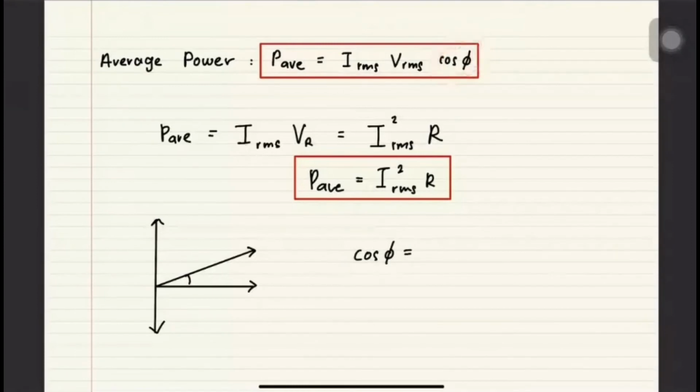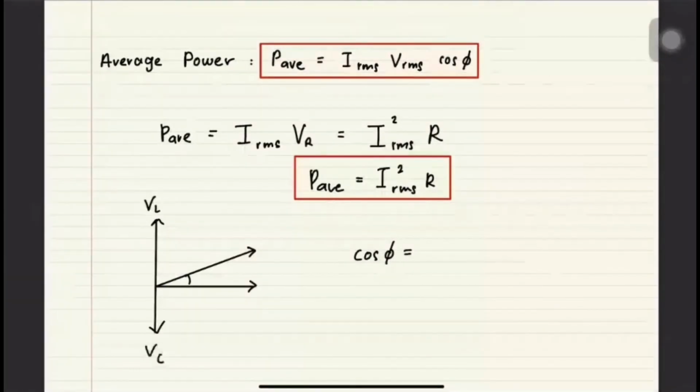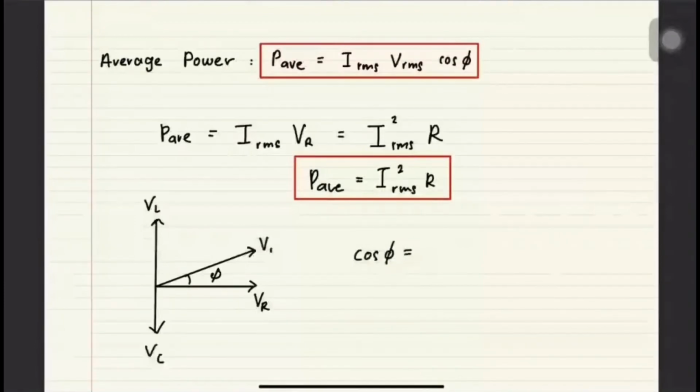Cos phi is actually, if this is the phasor diagram in terms of voltage, this would be your VL, VC, VR, and VRMS. This would be your phi. So your cos phi here is actually equal to adjacent over hypotenuse, which is VR over VRMS.